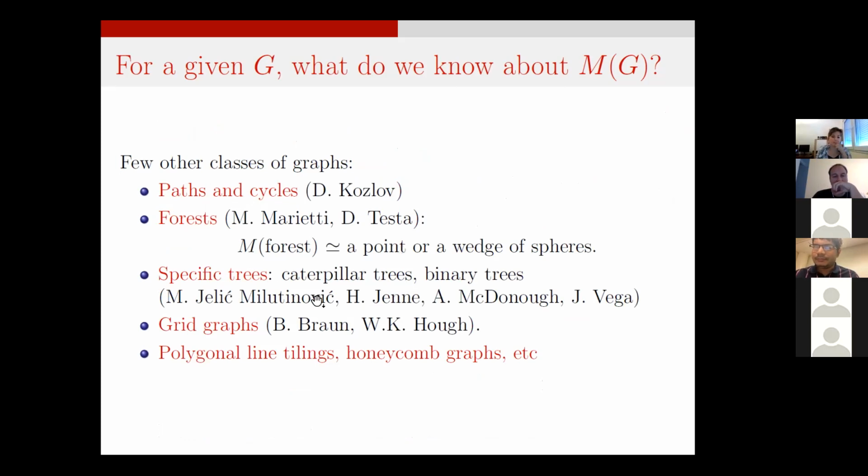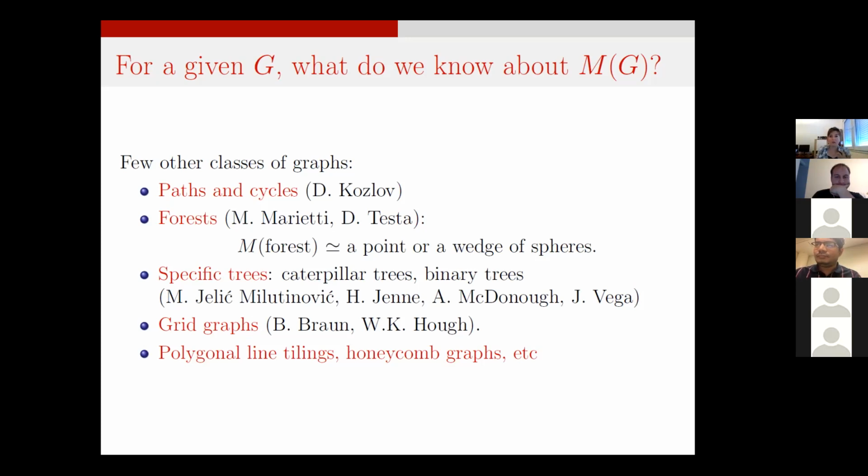And then with some colleagues, I investigated some specific kinds of trees. And besides trees, there are some results about grid graphs and polygonal tilings and so on, but those are really specific types of graphs. So, let's say, not so well explained objects. But in all these cases, we started from a graph G and we investigated M(G).